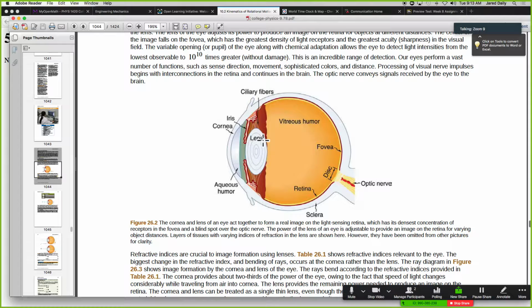But there's more focusing that goes on, more things that go on, because the eyeball is filled with water. So you've got multiple things that light goes through, and you know that as light goes through things, it changes speed, and therefore it can change direction. So every time it goes through one of these things, it changes speed and changes direction. And the whole idea is to get things to focus onto the back of the eye, which is called the retina.